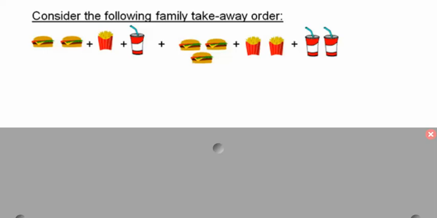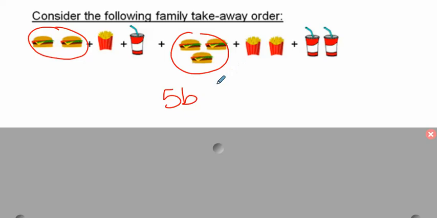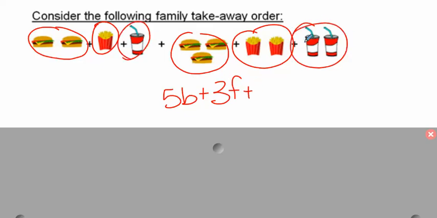Wouldn't it be easier if I combined my burgers together? So I could tell them 5 burgers, and then I could say I want 3 fries, and then 3 drinks. Okay, that would be easier for me to tell them that because I have combined the things that are together. I've combined the like items.